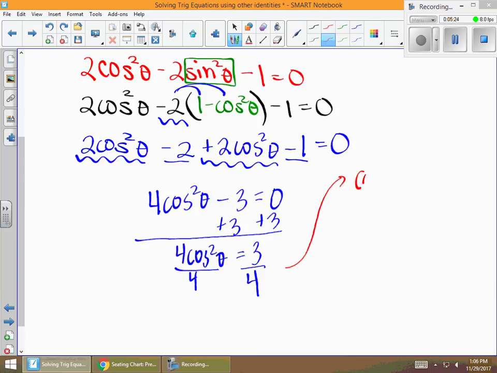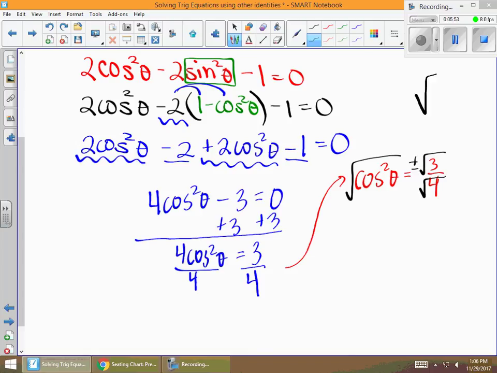So I have cosine squared equals 3/4. How do I get rid of the squared? Square root. And when I square root, what do I have to remember? Plus or minus. And there's something else I would do if you're square rooting a fraction, which when you're working with the unit circle is more probable than not. Do the top and the bottom.